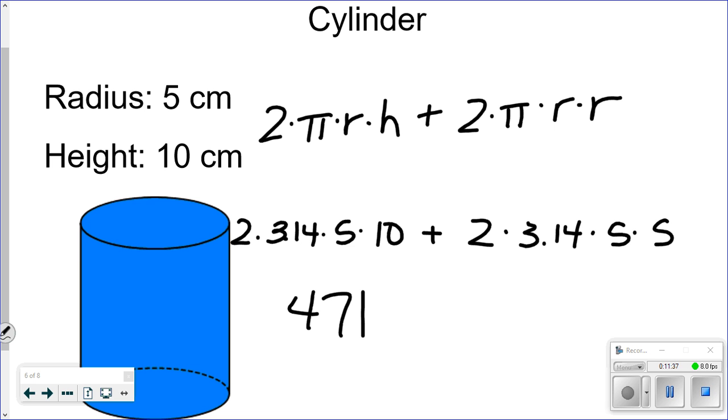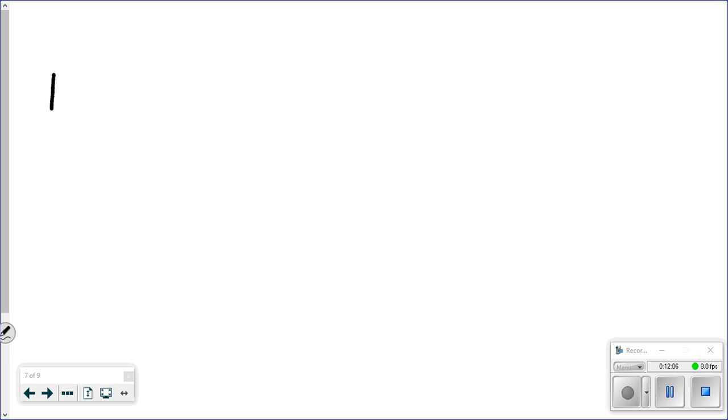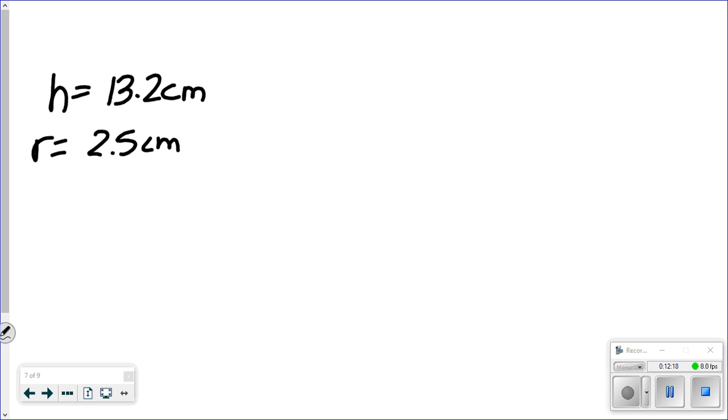So the diameter is 5, so the radius is 2.5. And the height is about, I would say, 13.2 centimeters tall. So the height is 13.2 centimeters. The radius, what did we say, was 2.5, right? Okay, find the surface area and see how close your guess was.